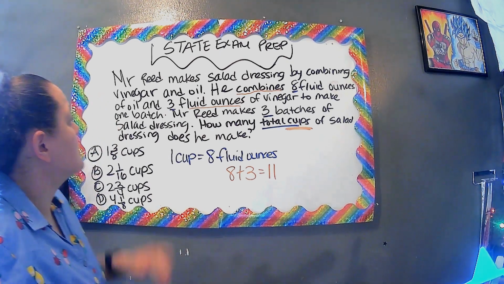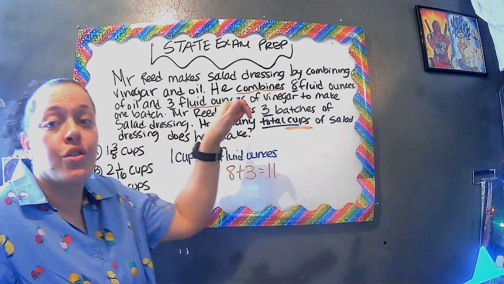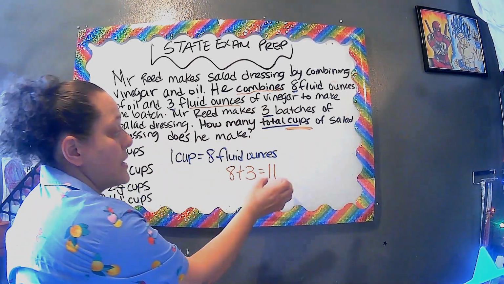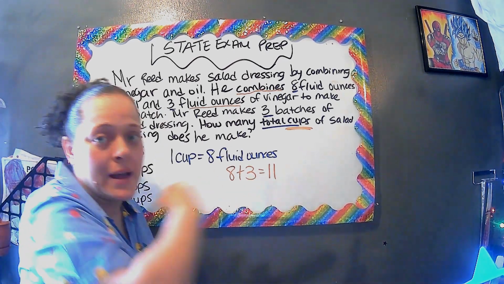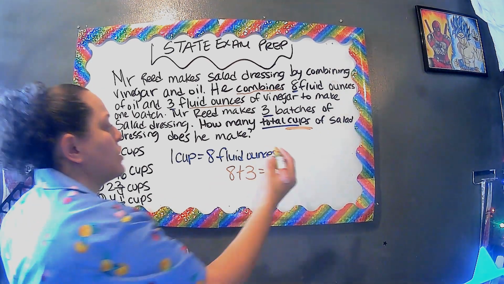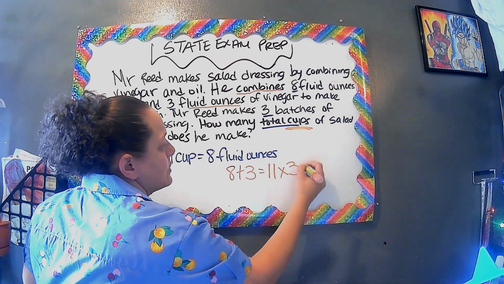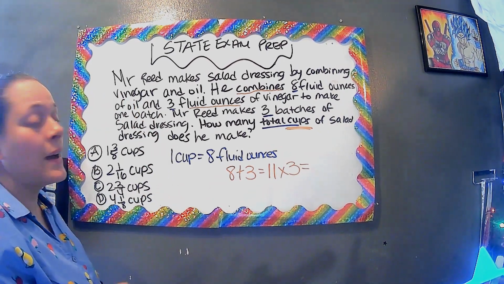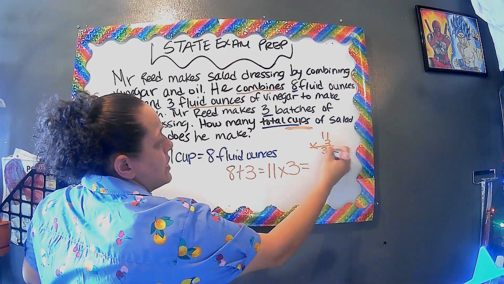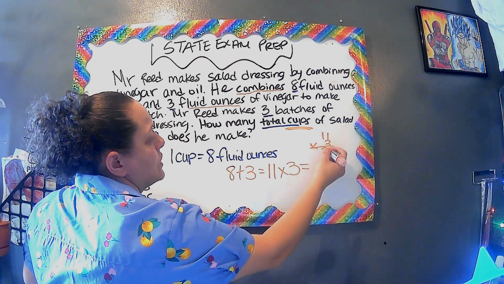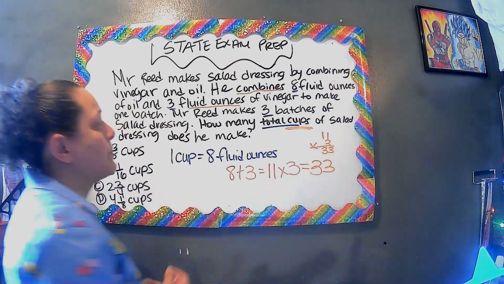The next part is Mr. Reed makes 3 batches. So remember, each batch has 11, and then we're trying to find out how much 3 batches have. So in this case, we're going to do 11 times 3, right? And then that will equal, if we do it on the side, 33. 3 times 1 is 3. 3 times 1 is 3. So now we have 33.